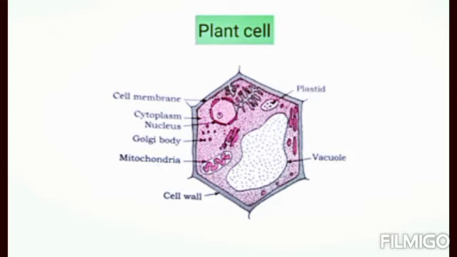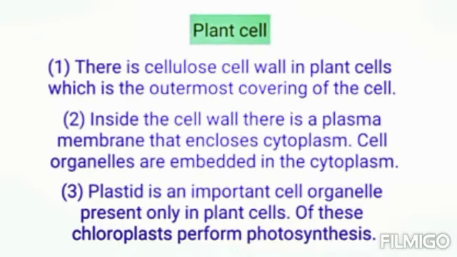Second, inside the cell wall, there is a plasma membrane that encloses cytoplasm. Cell organelles are embedded in the cytoplasm. Third, plastid is an important cell organelle present only in plant cells. Of these, chloroplast performs photosynthesis.